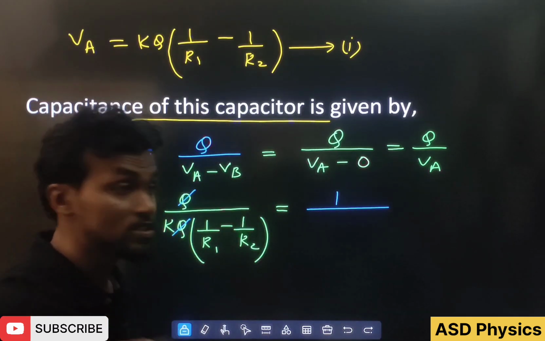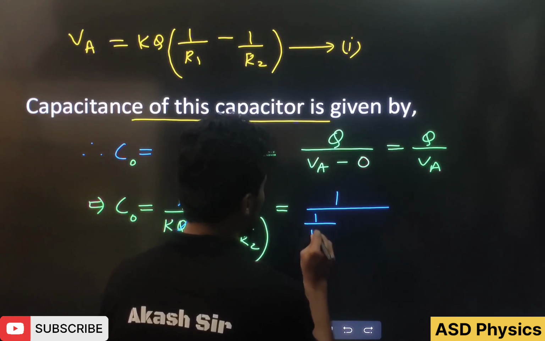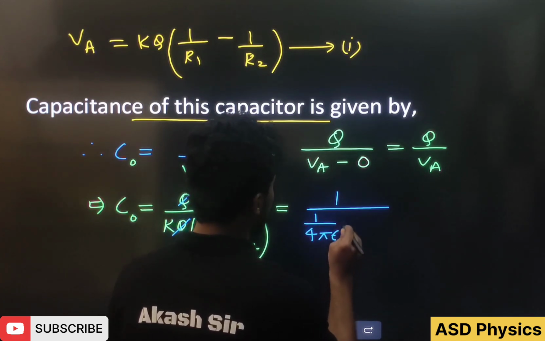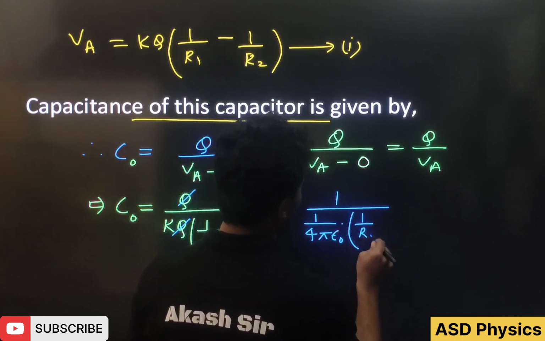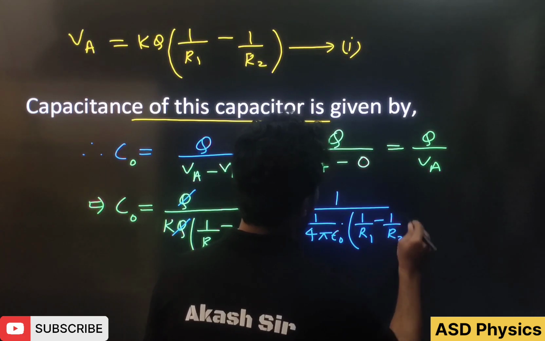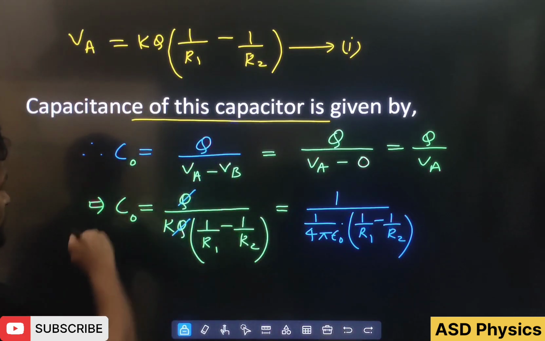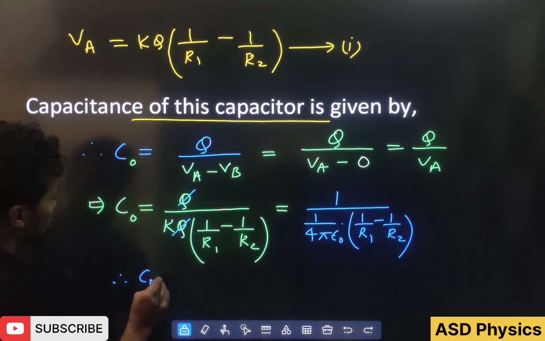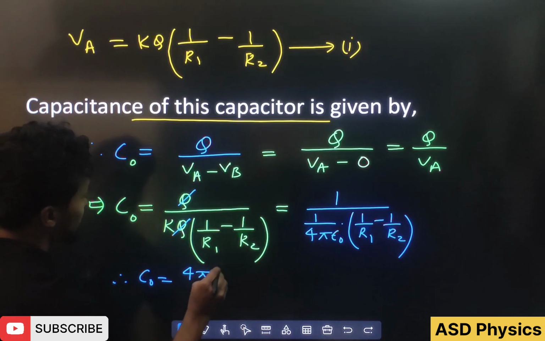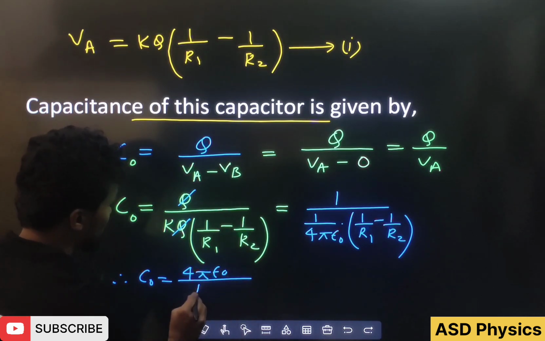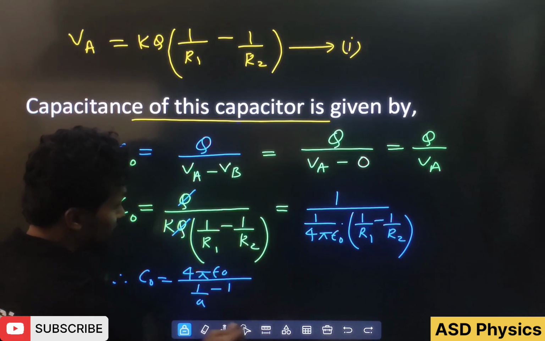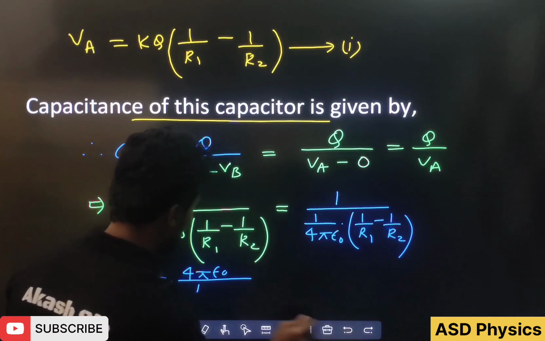Value of K how much? Yes, 1 by 4 pi epsilon naught, and here 1 by R1 minus 1 by R2. Okay, 4 pi epsilon naught will go up. That means the capacitance will come out. Sometimes they will ask this directly in the exam.